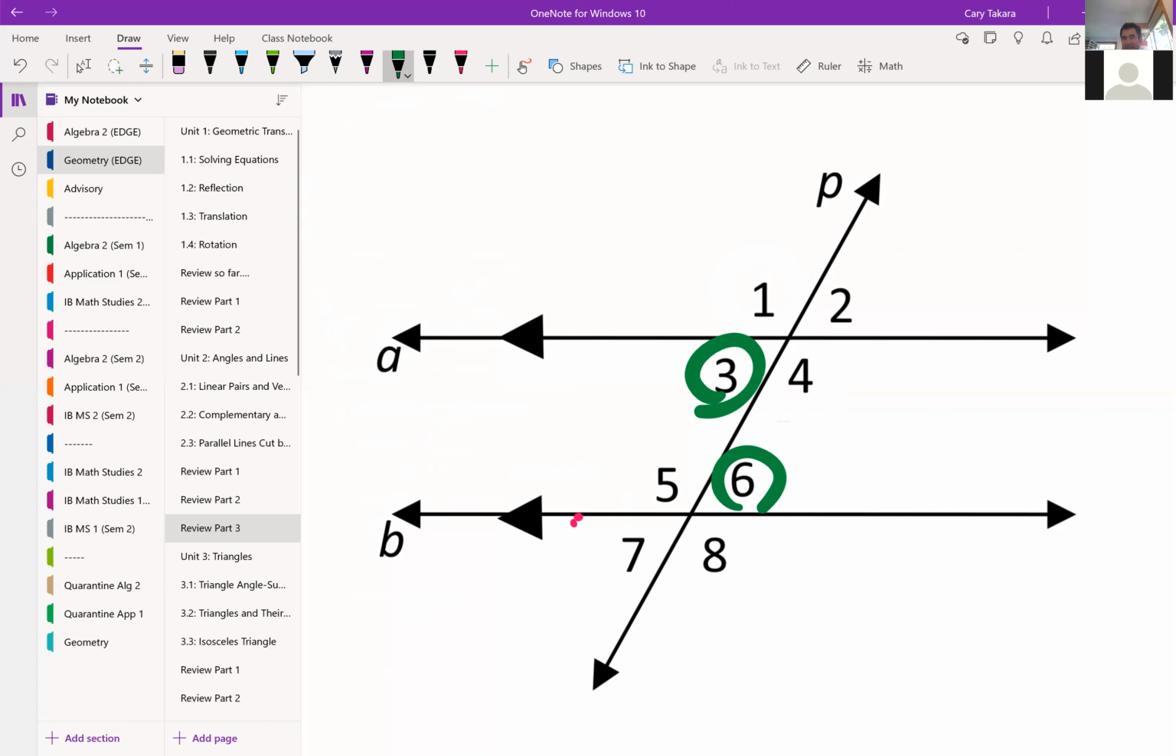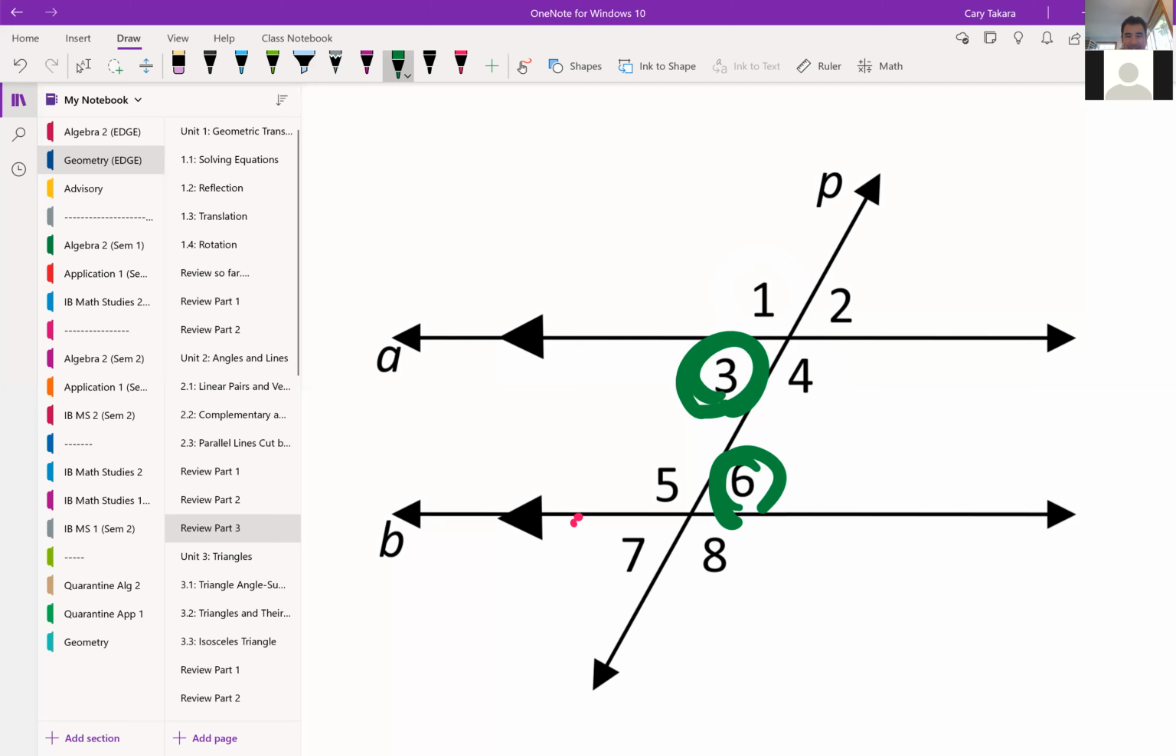Again, you don't need to write it down. This is not the assignment. We do not have any assignment today. I just want you to participate. Okay. Very good. Excellent. Leo, good job. Now, the alternate part is correct, but do you see that 3 and 6 are inside the parallel lines, right? That means they are interior. So this will be alternate interior angles. Okay. Very good.